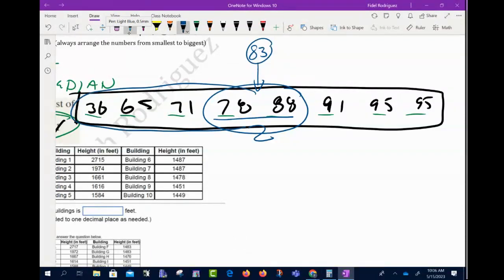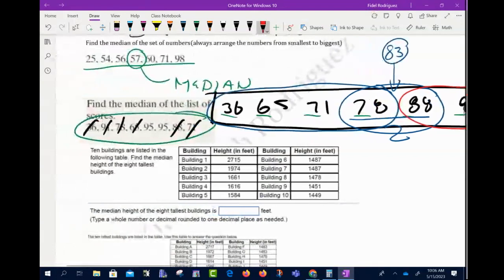Remember what that means. Half of my numbers are smaller than 83. Half of my numbers are bigger than 83, right? That's what the median tells us, okay? All righty.